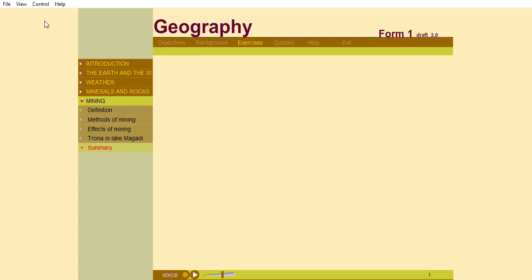Trona mining. Trona is a grayish-white mineral mined at Lake Magadi in Kenya, formed through evaporation of lake water followed by concentration of minerals, extracted through dredging technique. Processing stages: washing, drying, crushing into powder, and packing in bags.